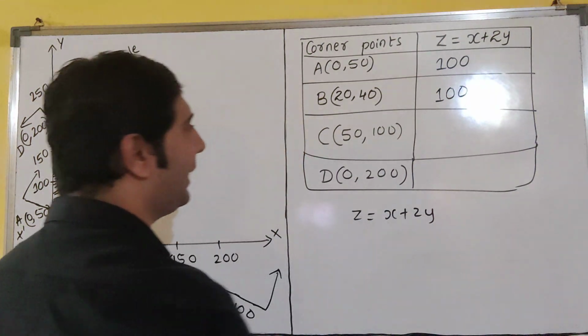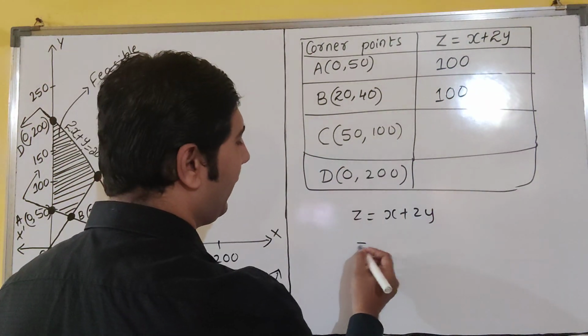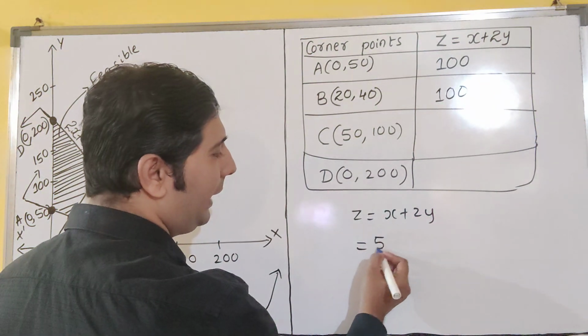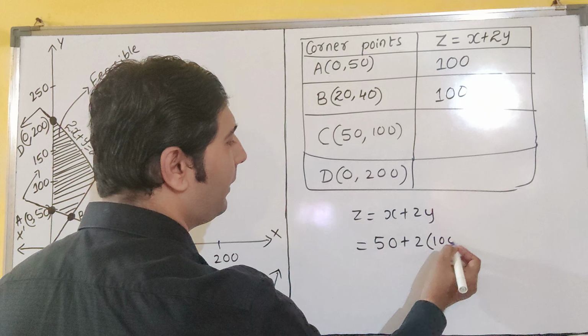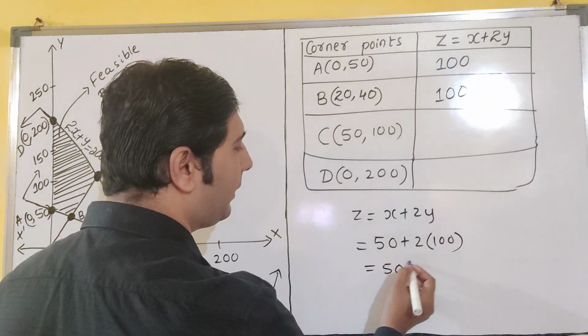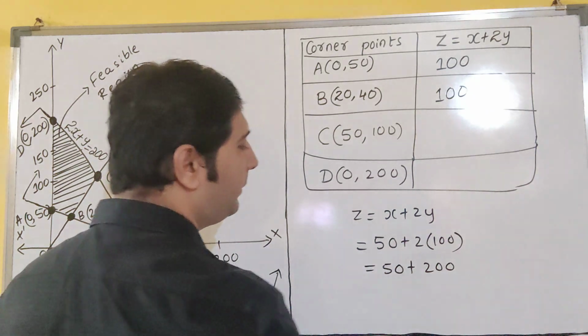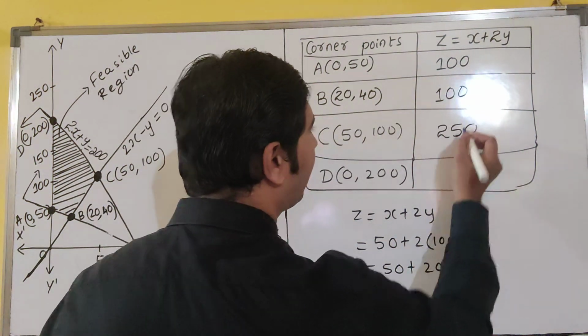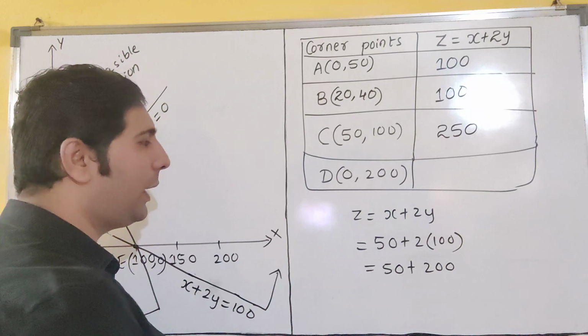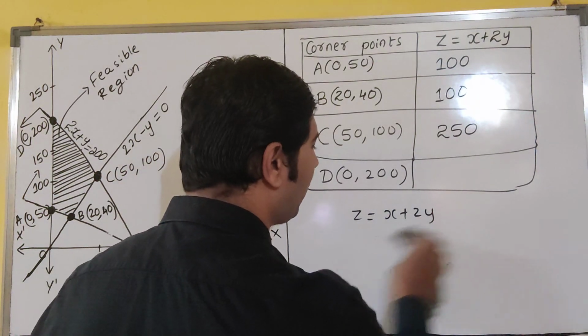So now let us see. 50, 100 is there. X is how much? 50 plus 2 into Y. Y is how much? 100. 2 into 100 is 200. 200 plus 50, 250, dear students. I hope it is clear. All of you are understanding. Even simplification also I am showing you.